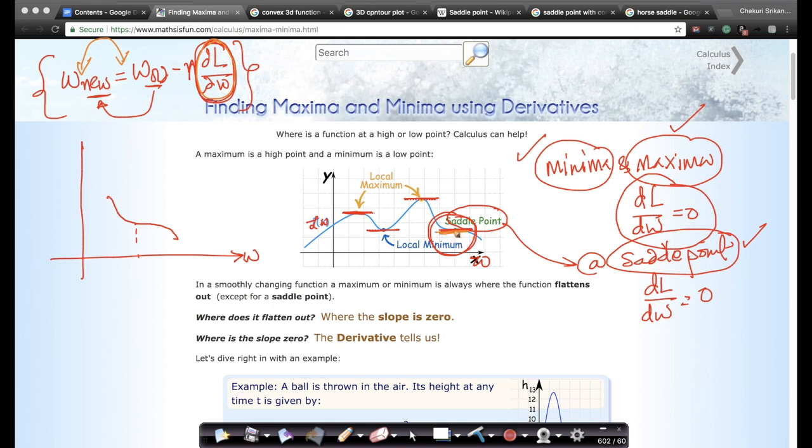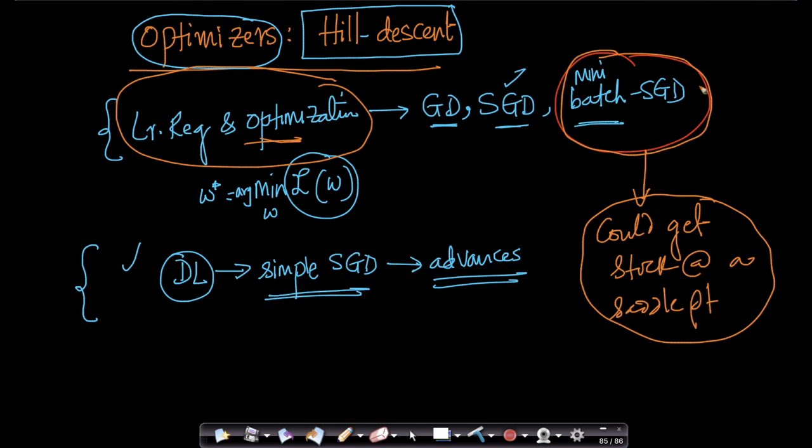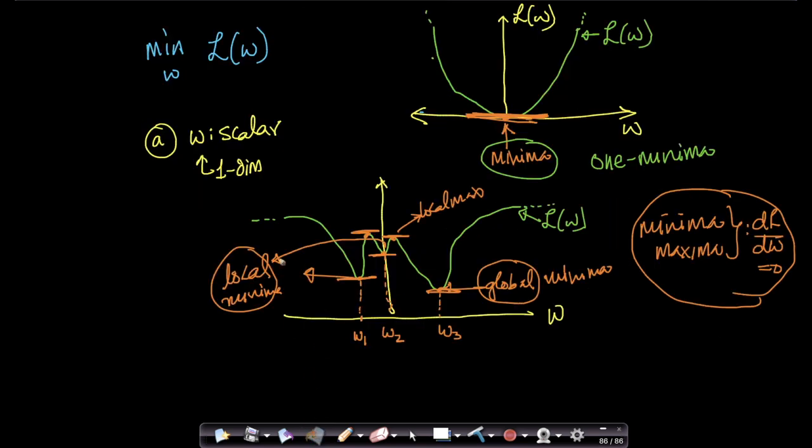Then what do you do? There are ways to get rid of it. So simple SGD or mini batch SGD doesn't always get stuck, but it could get stuck at a saddle point if you just employ mini batch SGD. And hence, we will use some advanced techniques to avoid this problem of getting stuck at saddle points, number one. Okay, but I'm just defining a bunch of things for you, right?